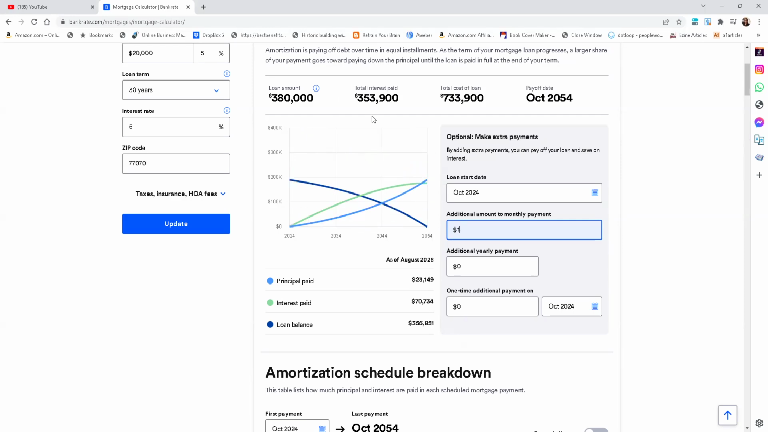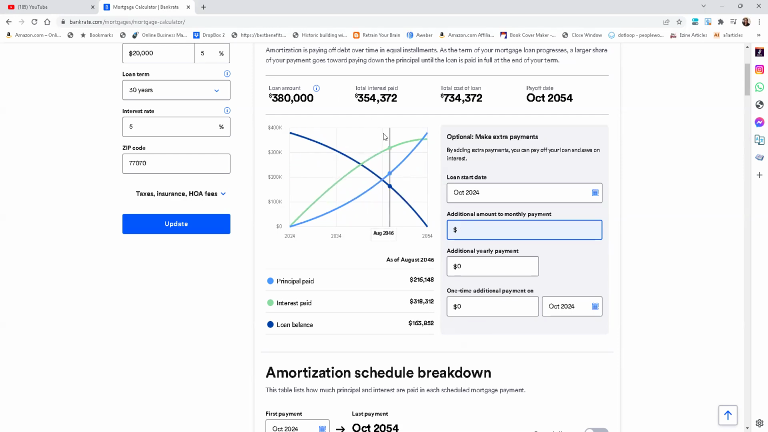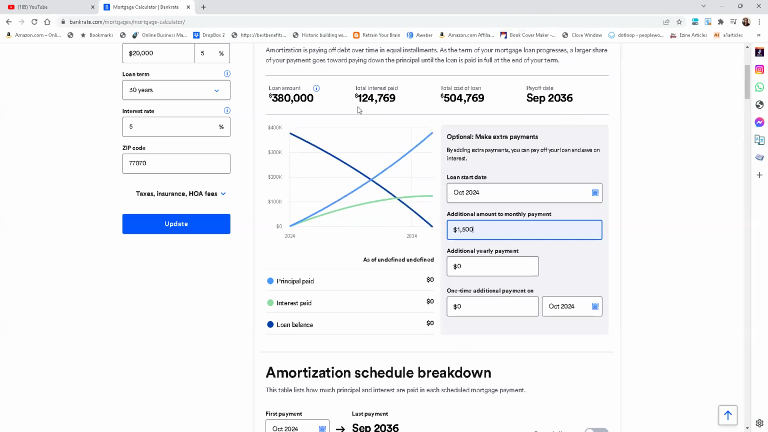What if that number was an extra 200? Let's put that in there. Now look, 281. Then you dropped your years down from the year 2054 to 2049. Then I put, what if you had an extra $1,500? Look at that number. Look at how greatly you reduce that interest.